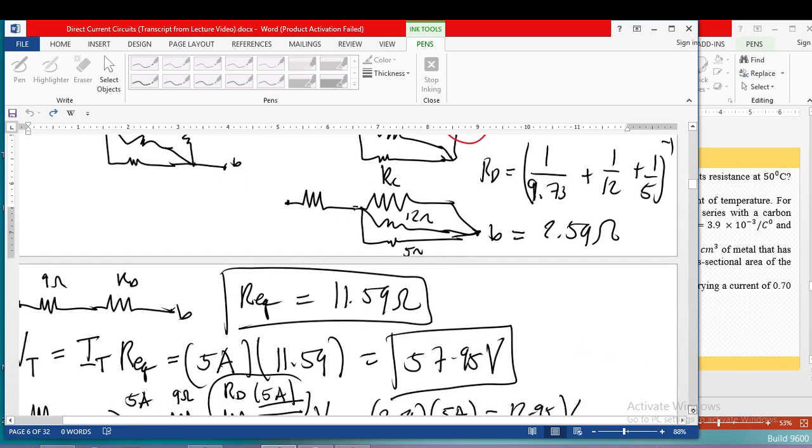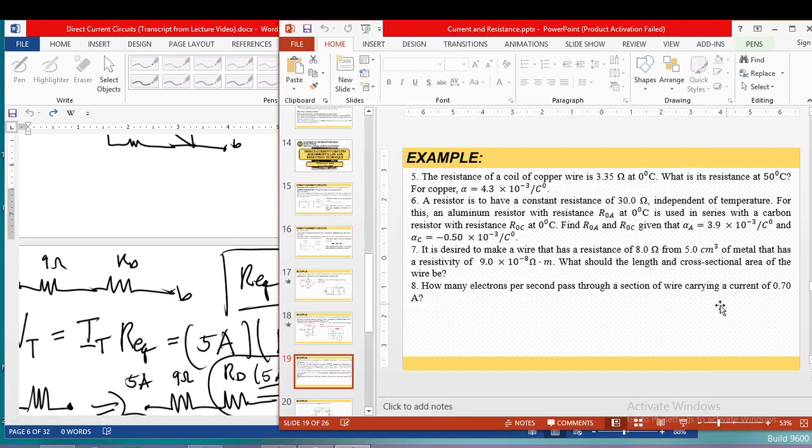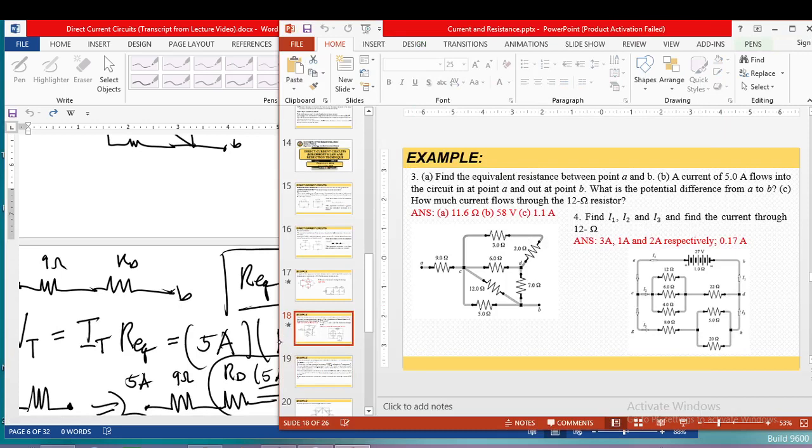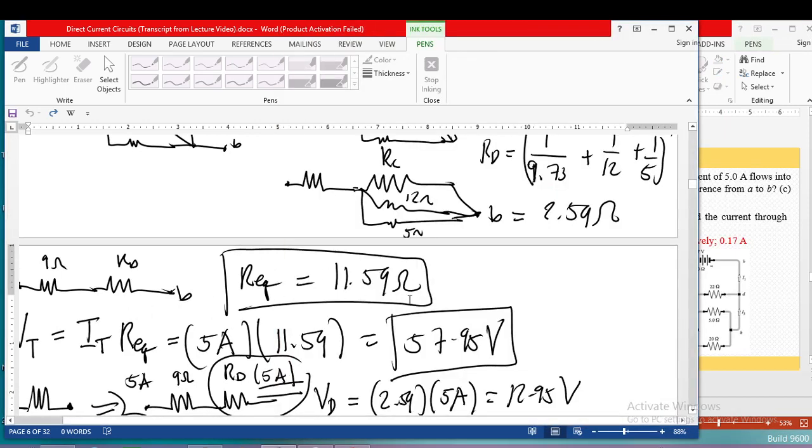So we have to find the equivalent resistance. So yeah, yan ang equivalent resistance.